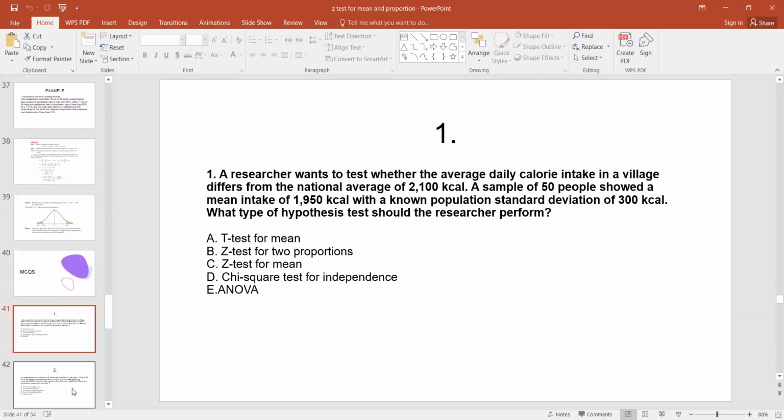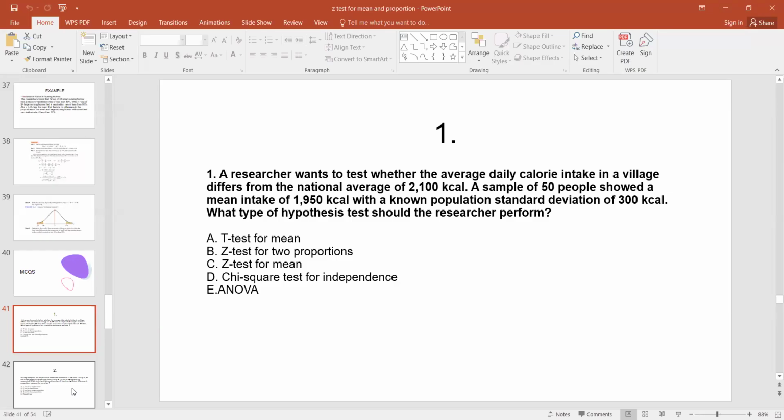MCQs number 1. A researcher wants to test whether the average daily calorie intake in the village differed from the national average of 2,100 kilocalories. A sample of 50 people showed a mean intake of 1,950 calories with a population standard deviation of 300 kilocalories. What type of hypothesis test should the researcher perform?